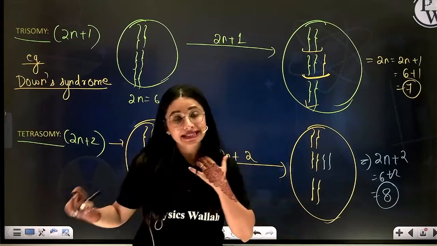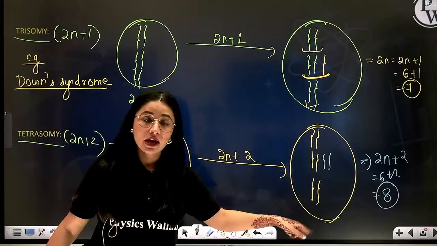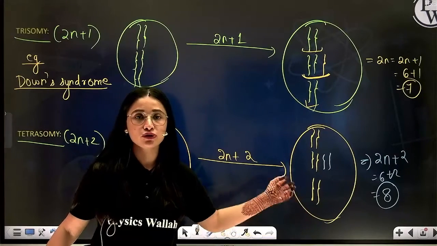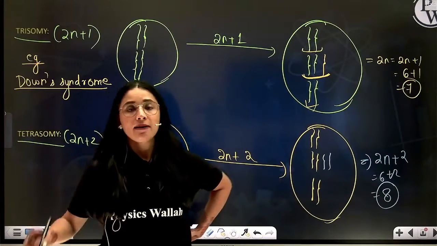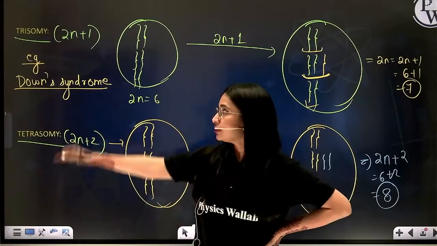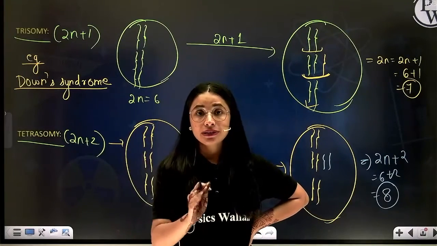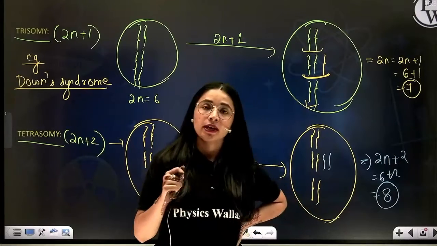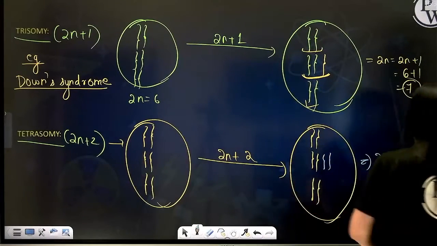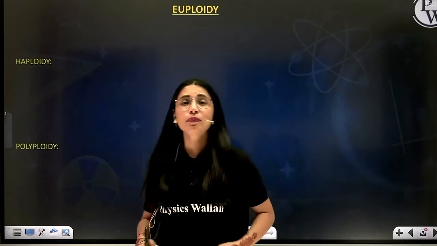Naturally, it should have been 6, but now here the karyotype changes from 6 to 8 because one pair of homologous chromosome have been duplicated, making total number of chromosome to 8. So I hope what is aneuploidy is also clear to each and every one of you. Moving ahead with the next type of genomic mutation, that is euploidy.